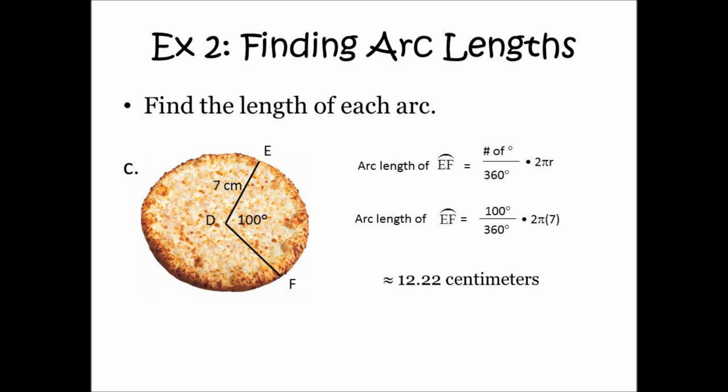Your formula should be the arc length of EF is equal to 100 degrees over 360 degrees times 2 pi times 7. Once you multiply 100 over 360 times 2 pi times 7, you should get about 12.22. So the arc length of EF is approximately 12.22 centimeters.